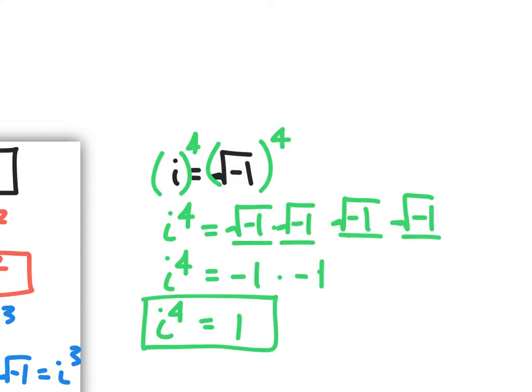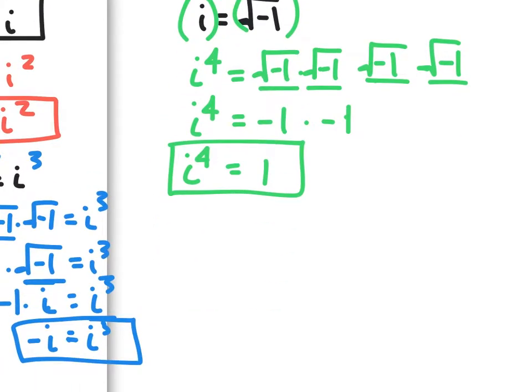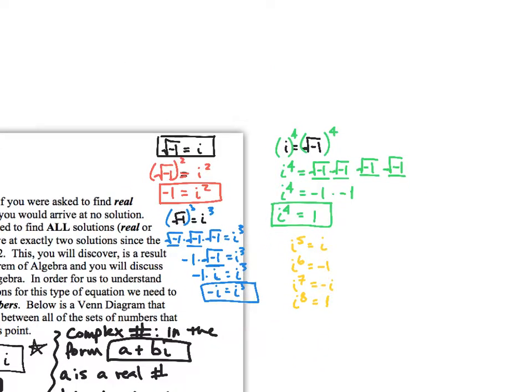Now the cool thing is that this is going to be cyclical. This is going to repeat itself. So if I have i to the fifth, that means I'm just going to have i. If I have i to the sixth, that's going to be negative 1. i to the seventh is going to give me negative i, and then if I do i to the eighth, I'm going to get 1 back again. So these things will pop up again and again, but I wanted to show you that.